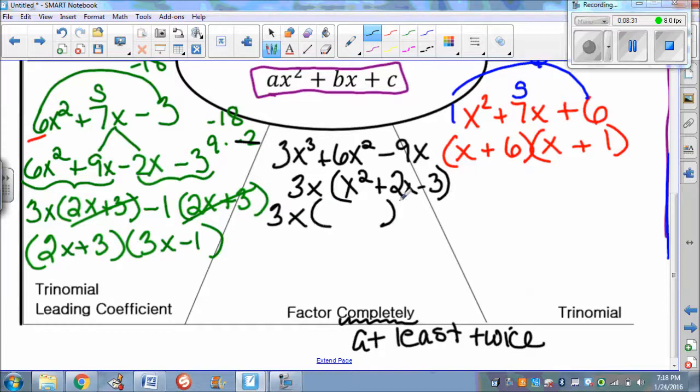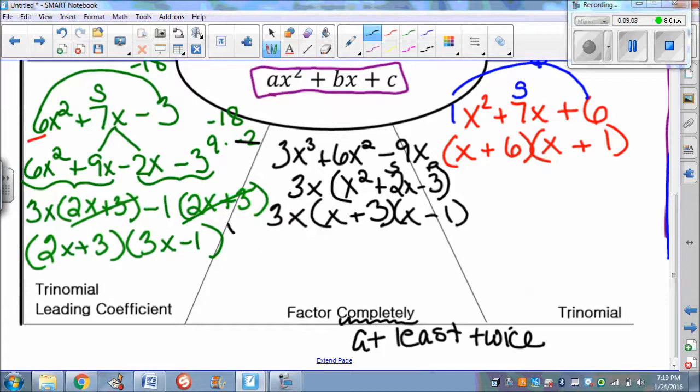3x. Now I just have a basic trinomial because my leader is 1. So what times what gives you x squared? It's x and x, and I still need to think sum and product. So two numbers that are going to multiply to a negative 3, but add to a positive 2. And hopefully you're coming up with plus 3 and minus 1. Okay, again, you certainly could check this. You could distribute this 3x to this x plus 3, get a binomial, and then multiply that binomial by the x minus 1, and you should end up with our initial problem.